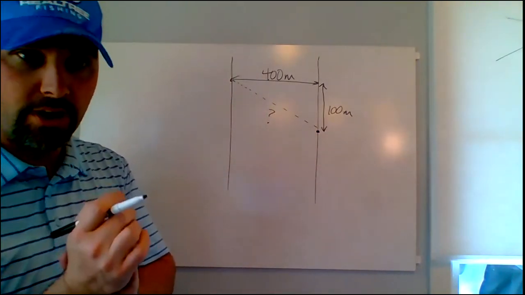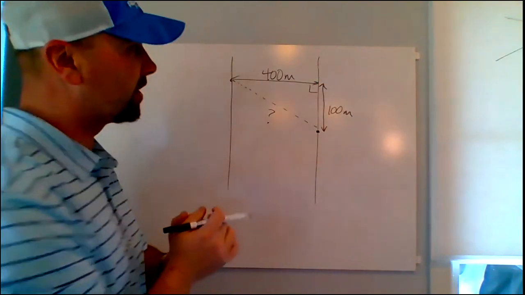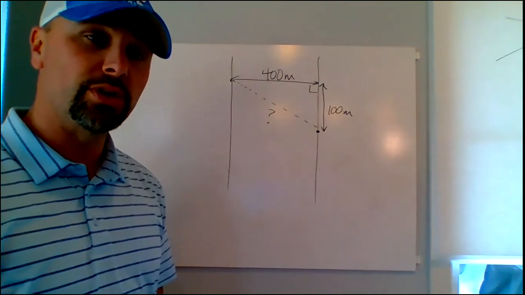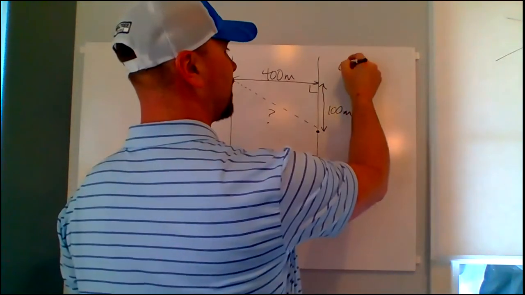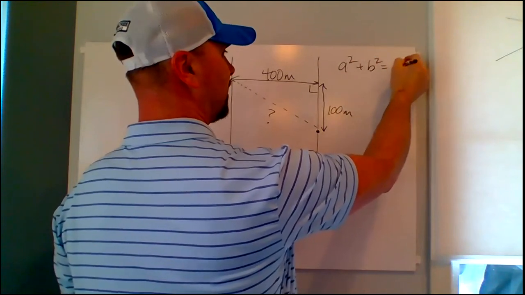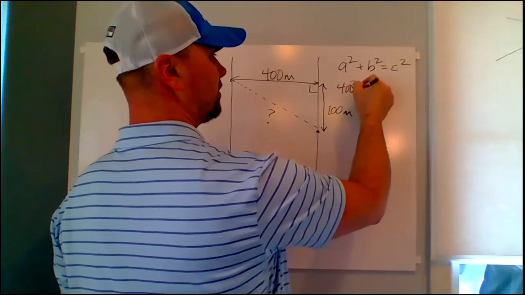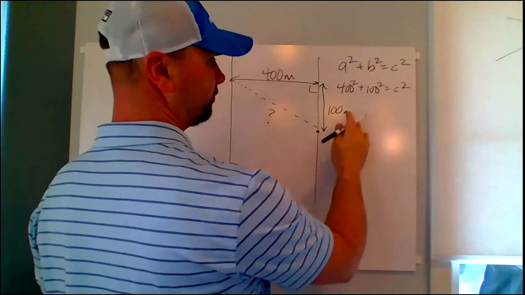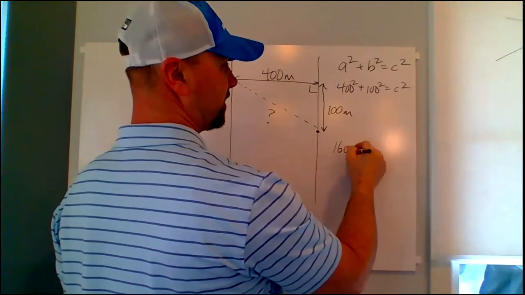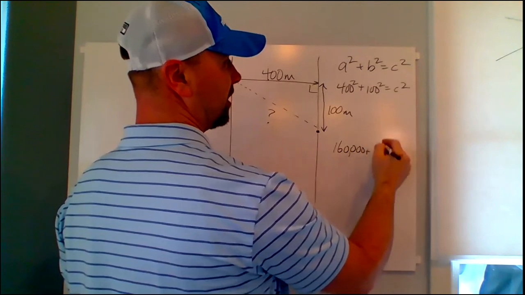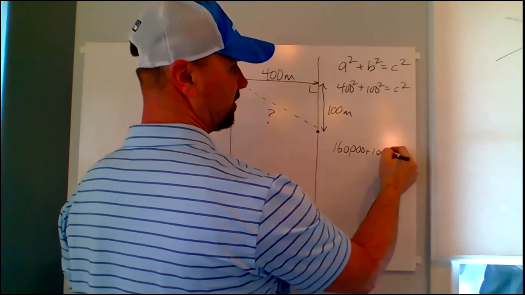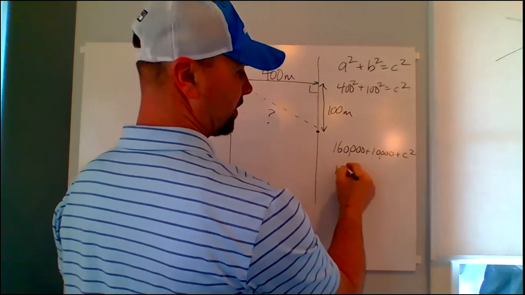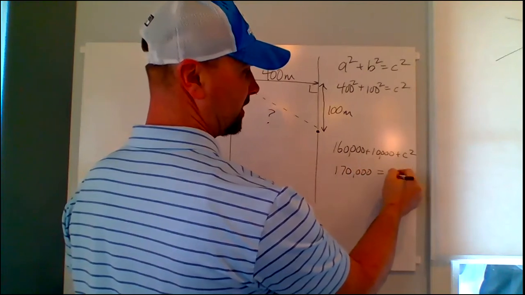So I don't know if you can tell, but there is a right angle here. So there's the right triangle. We have the two sides, the two legs that make the right angle. All right. So we have A and B again. 400 squared plus 100 squared equals C squared. 400 squared is 160,000. 100 squared is 10,000. So it's 170,000 is C squared.